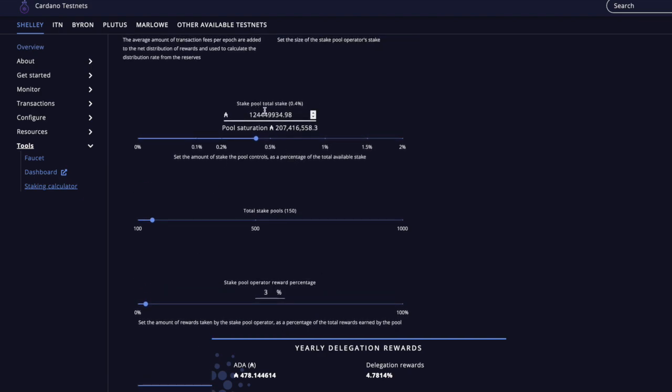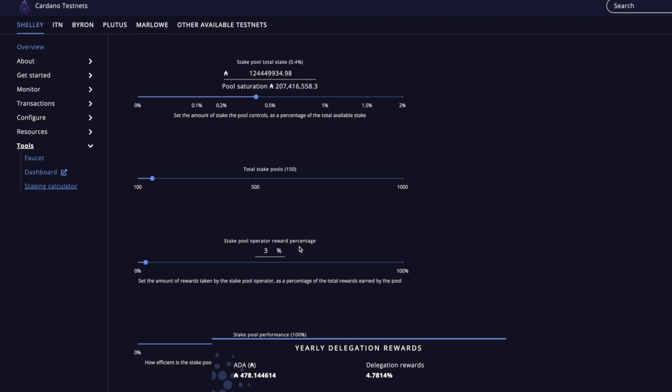So we have the stake pool total stake. This is the amount of ADA, of all the total circulating supply of ADA, that is delegated to this stake pool. We have the total stake pools set at 150. Now this is going to be relative to the K parameter that was set initially with the network. We're going to have 150 stake pools as being the number of stake pools that are going to be set at that saturation point. So let's go ahead and leave that the same.